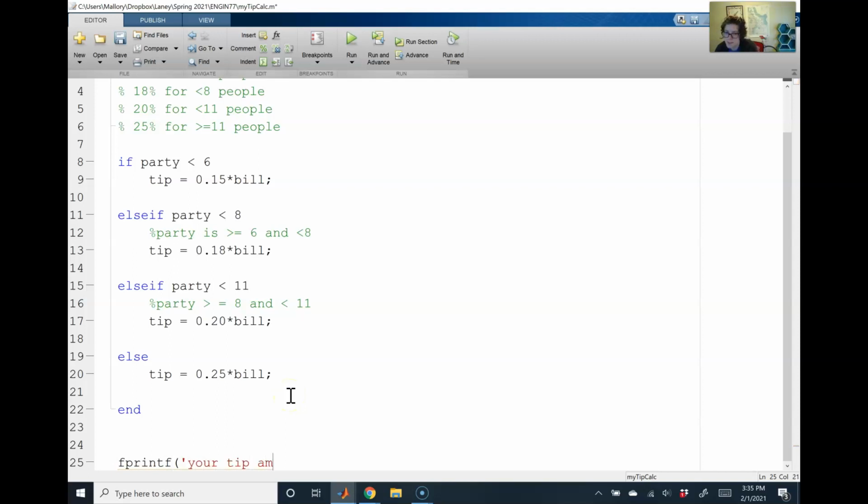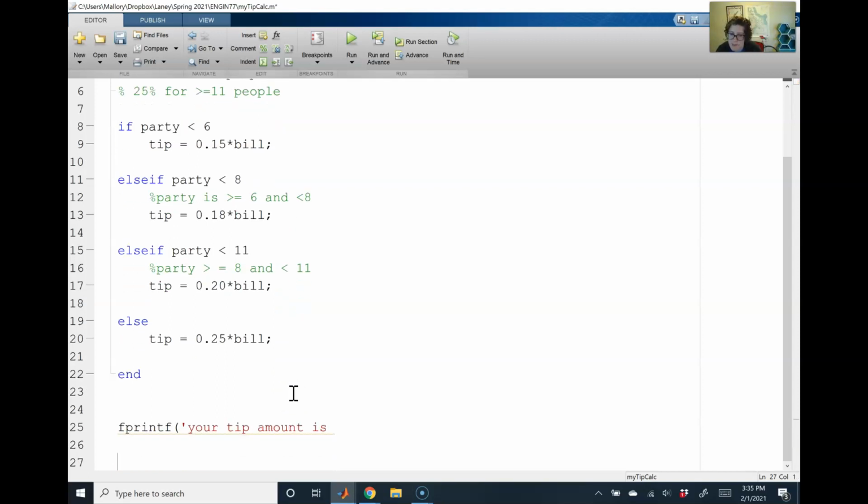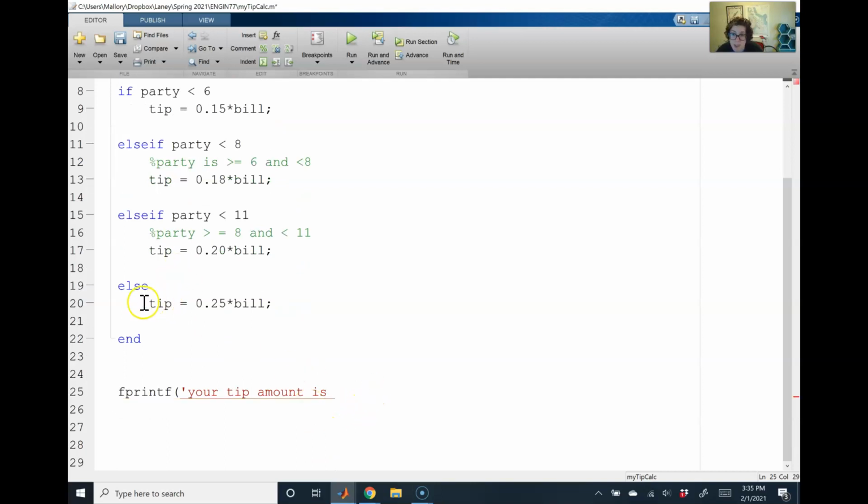I'm gonna write your tip amount is, and then I want tip to go there, but this is text. So I'm not gonna put tip because then it's just gonna print your tip amount is tip. So instead I'm going to tell the computer that I want a floating point double precision number, which is %f. What this means is that we're gonna put a variable number in there. I want it to have 2 digits behind the decimal point.